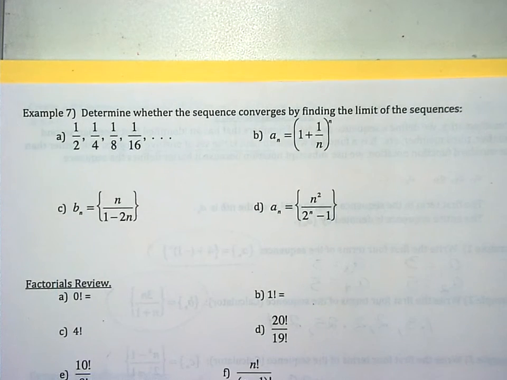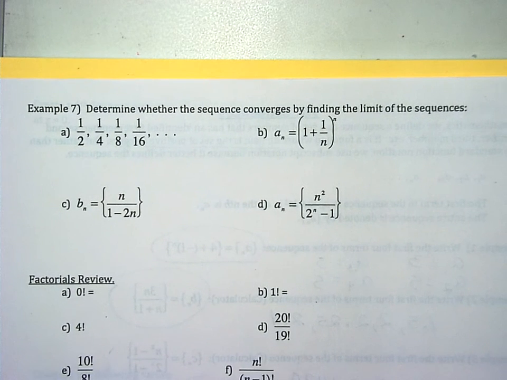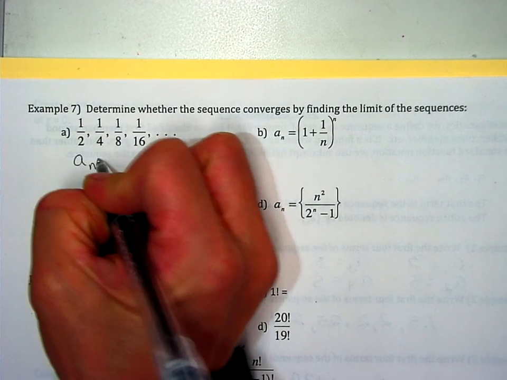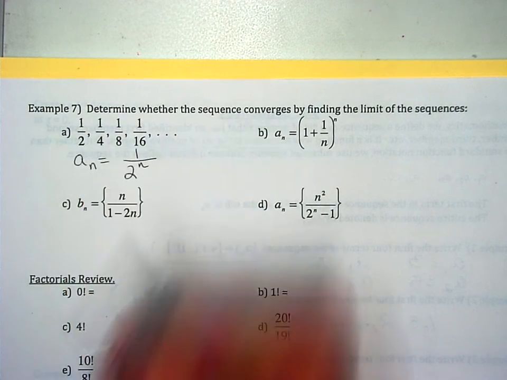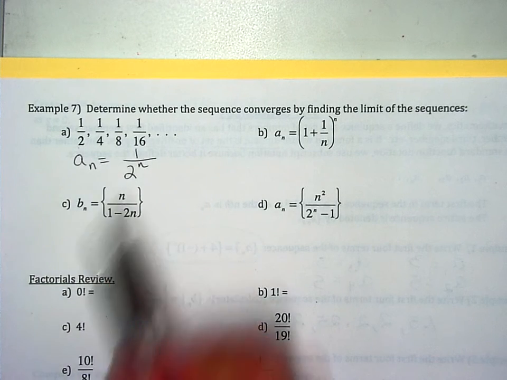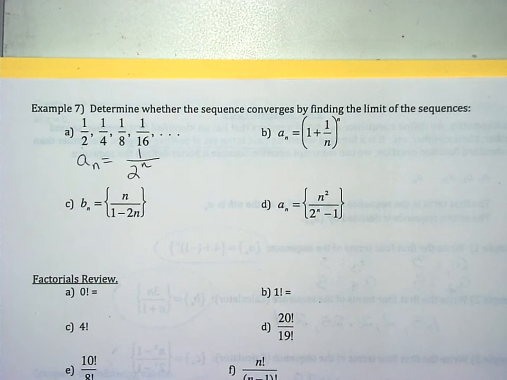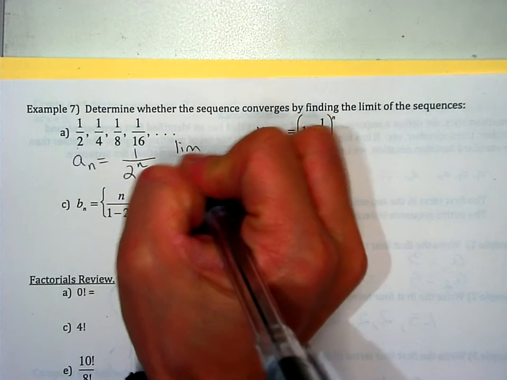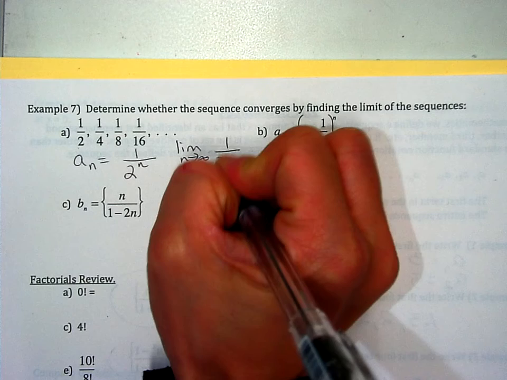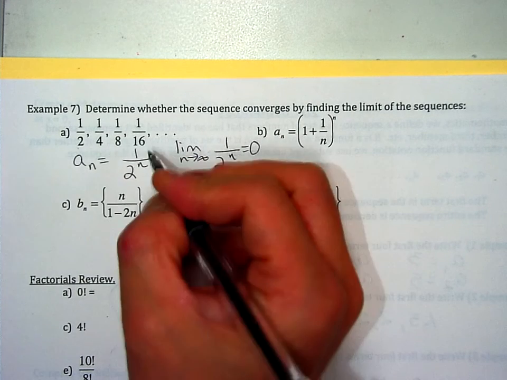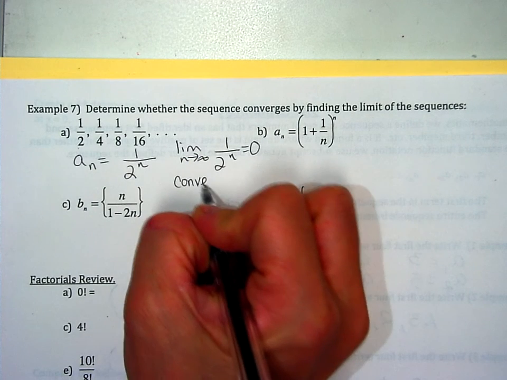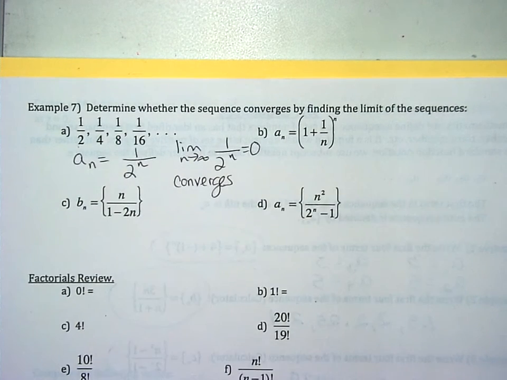Okay, the first problem does not give you a general term, but my general term is 1 over 2 to the n. All you're doing is raising the bottom number to the 2 to the nth power. So this is my general term. If I take the limit of the general term, that limit is 0. So I would say that this sequence converges to 0.